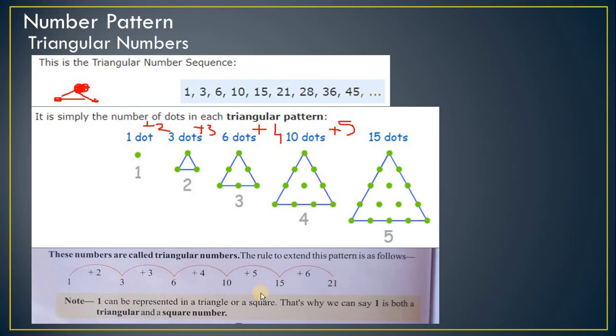So by using this logic you can remember the triangular numbers. 1 is a triangular number; if you add 2, 3 is a triangular number; then next you have to add 3, and 6 is triangular. In this way you can construct many triangular numbers. The important note here is that 1 can be represented in a triangle or square shape. That is very important. So 1 is both a triangular and a square number.